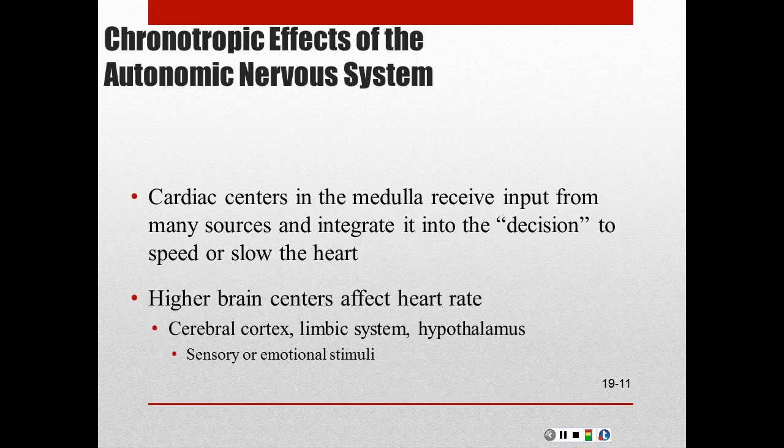Now, placing the heart rate under the influence of the cardiac centers in the medulla allows input and integration of the stimuli into the heart rate. We have sensory and emotional stimuli that can increase heart rate in anticipation of an event. So if you're getting ready for a race, you're anxious and you're ready to go, and that's where the sensory and emotional stimuli are increasing your heart rate. Then emotions such as love and anger also affect your heart rate.